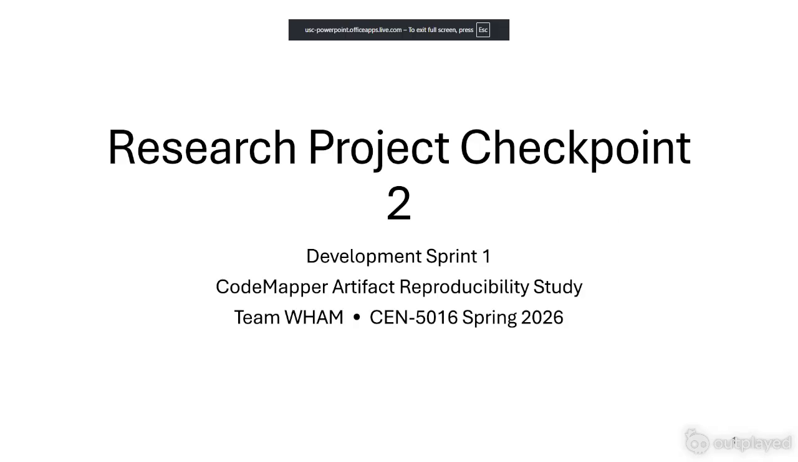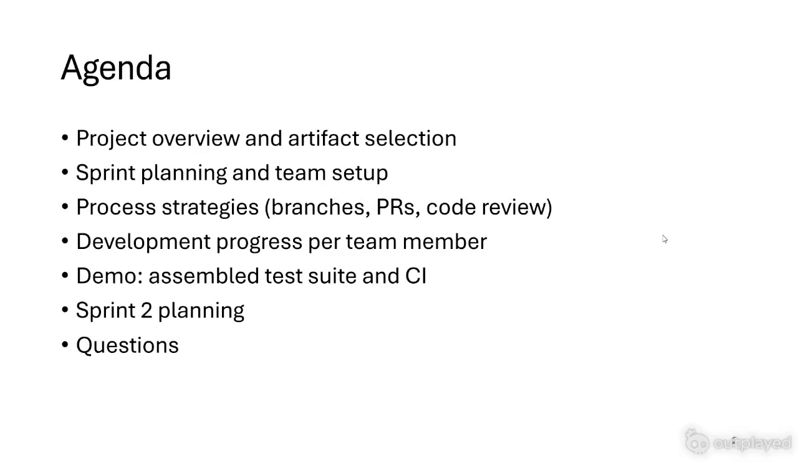Hello class, this is Research Project Checkpoint 2, and the project we're working on is Code Mapper Artifact Reproducibility Study by Team WAM. The agenda is project overview and artifact selection, sprint planning and team setup, process strategy, looking at our branches, PRs, and code reviews, and development progress per team member, as well as the demo, and showing the Sprint 2 planning after, as well as any other questions.